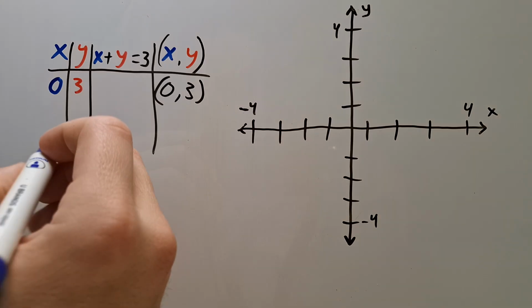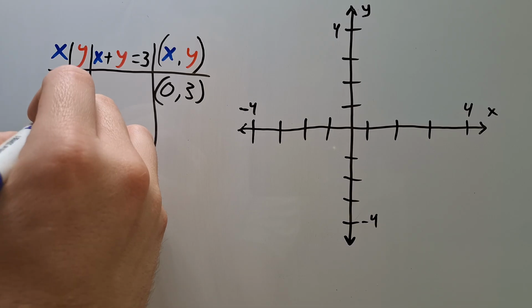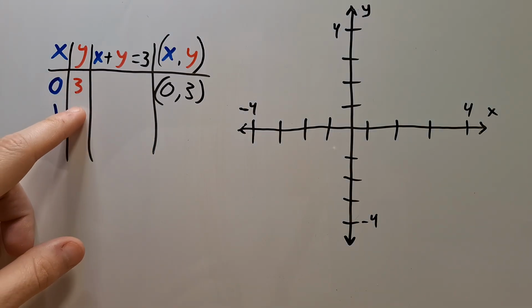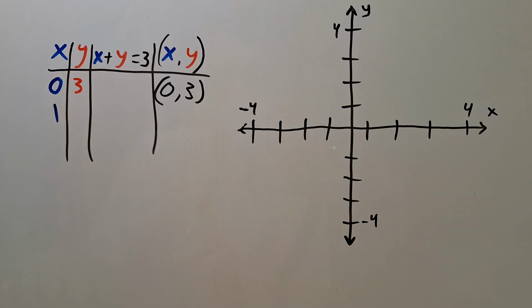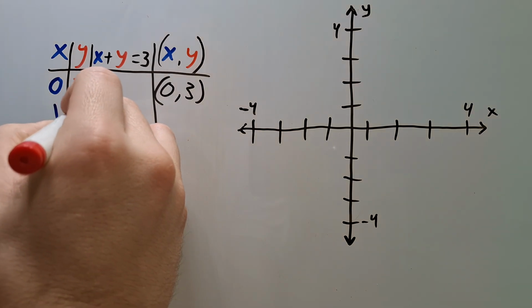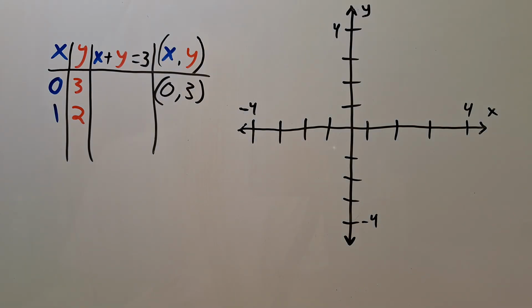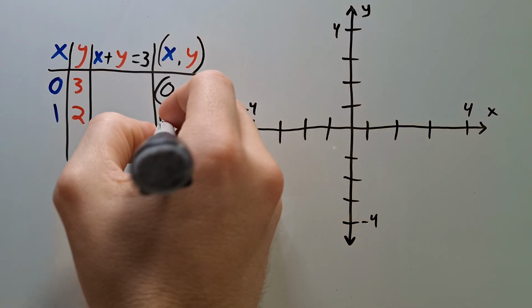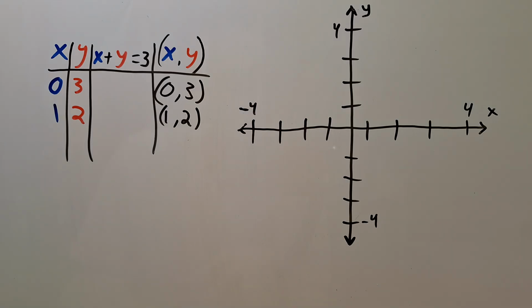So let's work with 1 next. Plugging 1 in plus some value of y gives me a value of 3, and that value will be 2. This generates the ordered pair (1, 2). So if we get one more, we can plot this line. So I'm going to plug in 2 next.